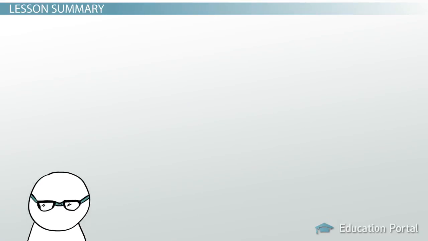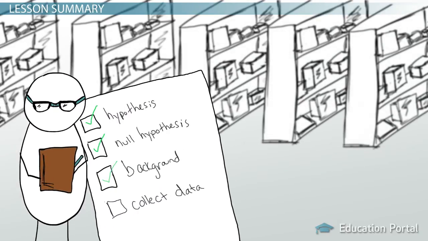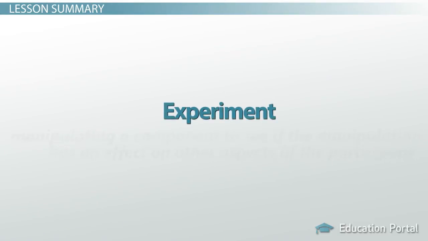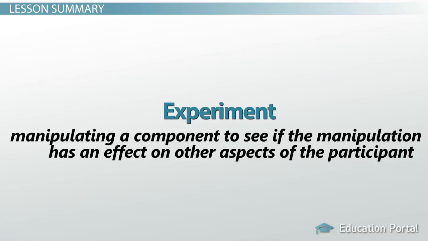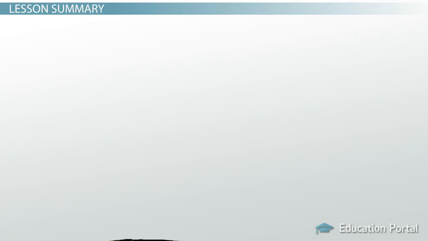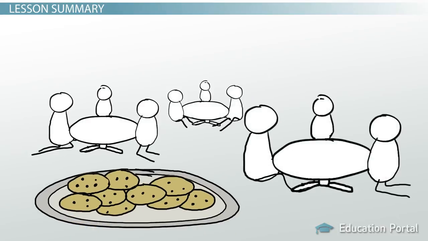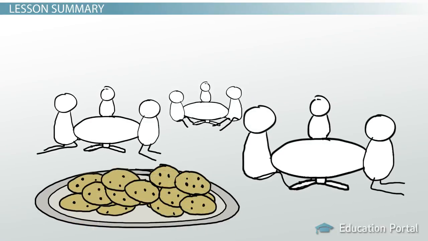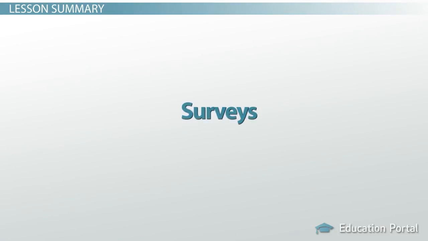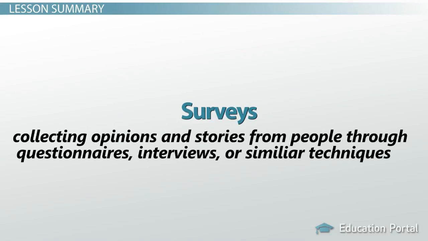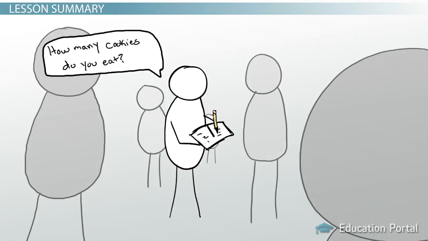After you know what you're going to research, you need to look at how you can best study what you want to learn. Experiments, defined as manipulating a component to see if the manipulation has an effect on other aspects of the participant, is a good choice when you can control something and see what happens. Surveys, defined as collecting opinions and stories from people through questionnaires, interviews, or similar techniques, are good for collecting information about people in the natural world.